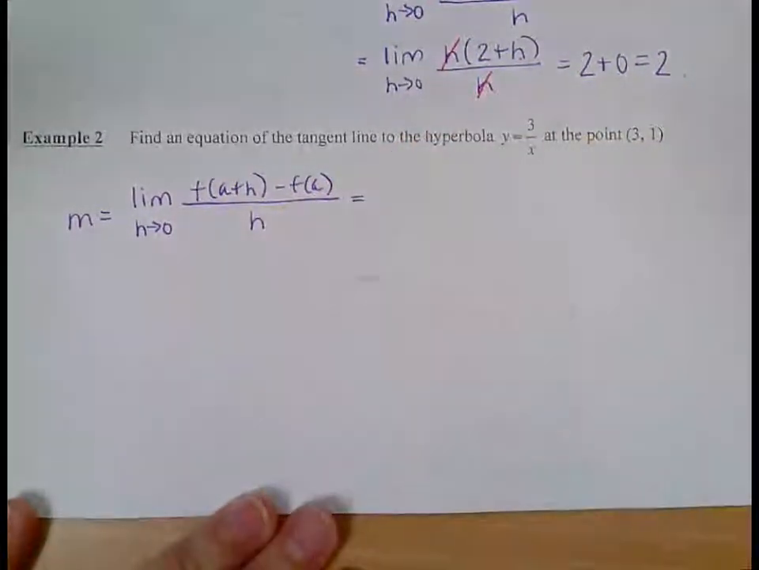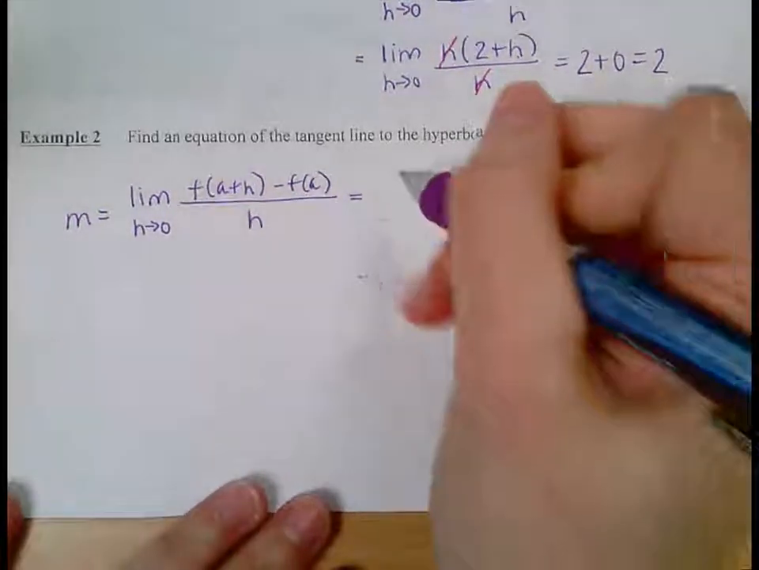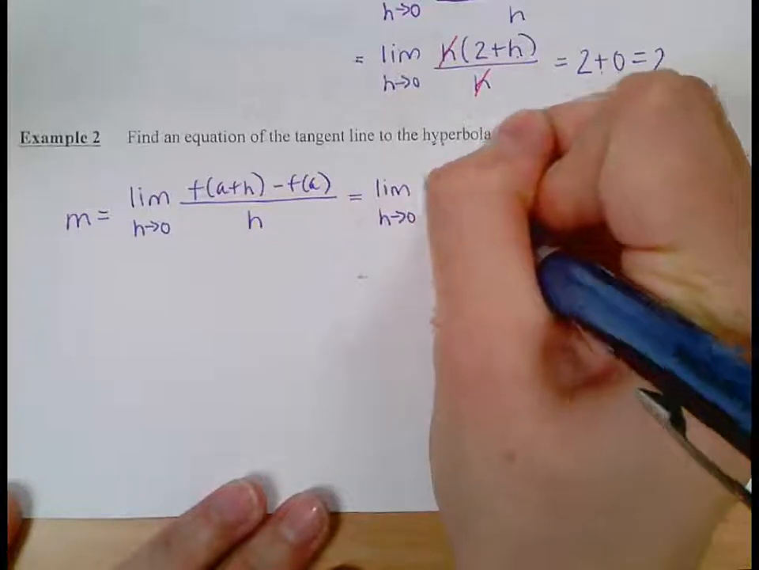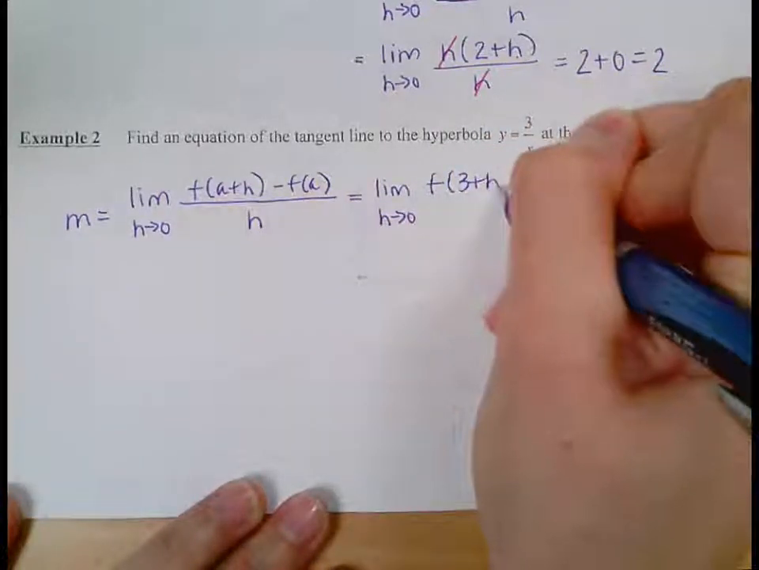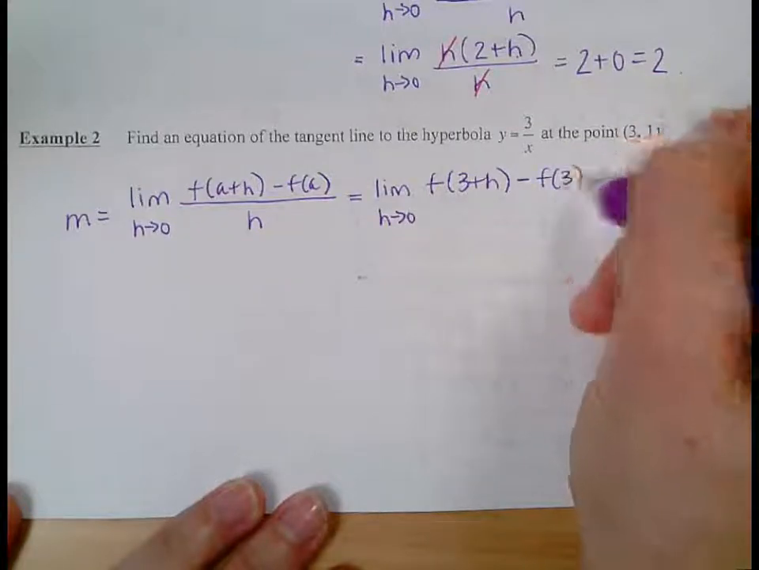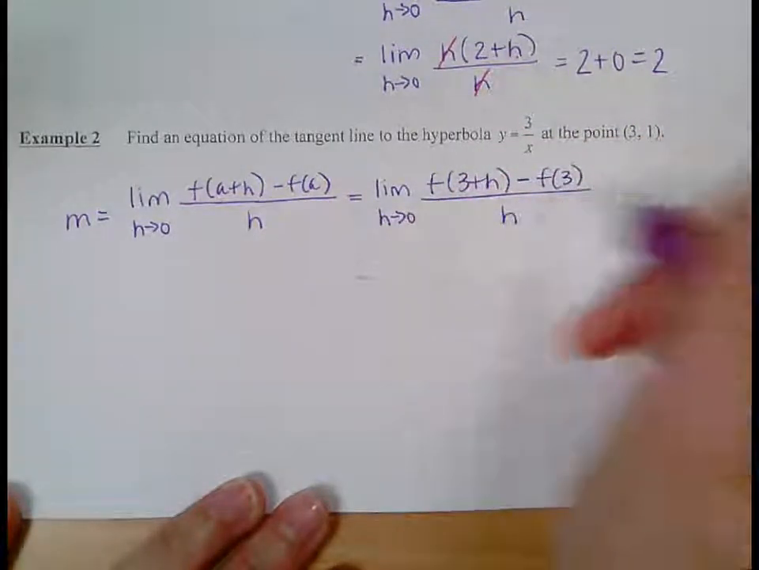So this means, what's our a value in this problem? A is 3. So I have the limit as h approaches 0 of f of 3 plus h minus, I'm just going to put f of 3 here for now. I know I can fill that in, but then over h.